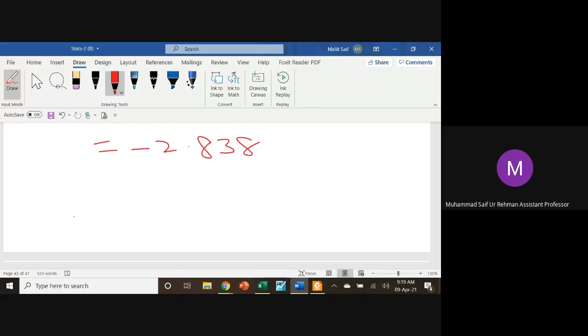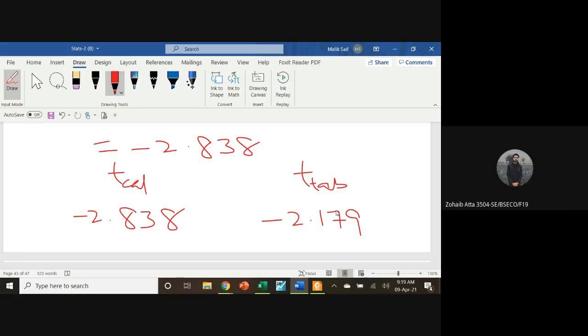So let us consider this value, minus 2.838, and what was the critical value? Minus 2.179. So this was the critical value, or you may write it down as t tabulated, and this was t calculated. Fine. So which value is larger? Minus 2.179. So this value is larger.